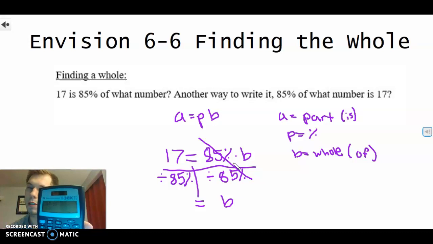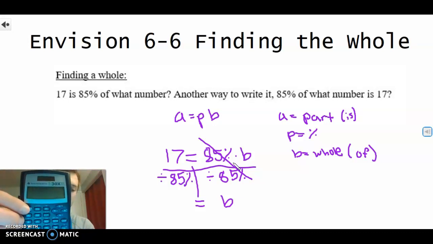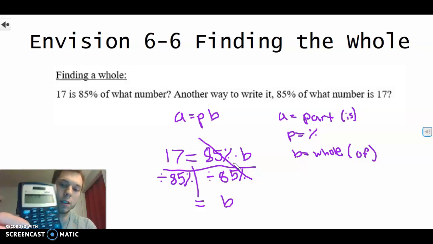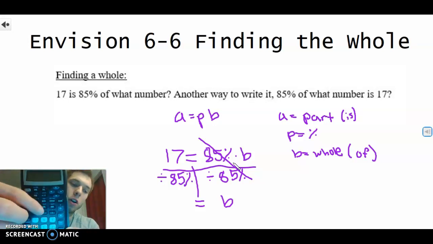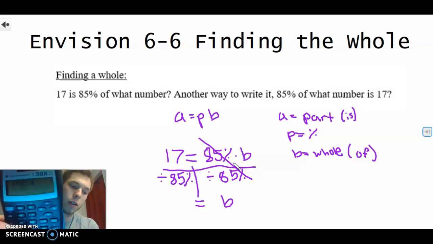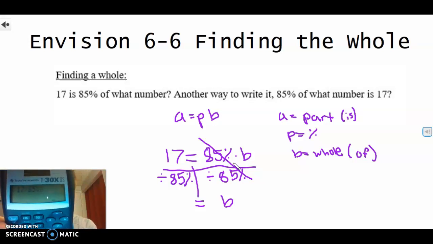But since we're dealing with a percent, we have to put the percent symbol in here. So you have to feel really comfortable with that. To do that, you have to make it 85%. Hit the second function button, which turns on all the second functions. And then you're going to hit the open parenthesis button, which is now the percent button. When you do that, it's going to put a little percent symbol after it. So if you look at my screen, you have 17 divided by 85%.